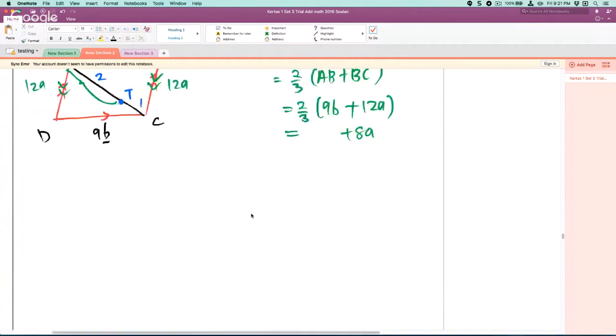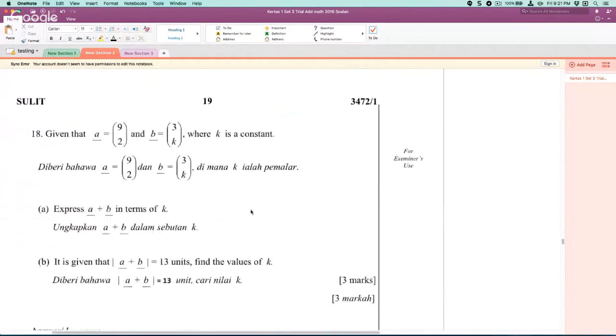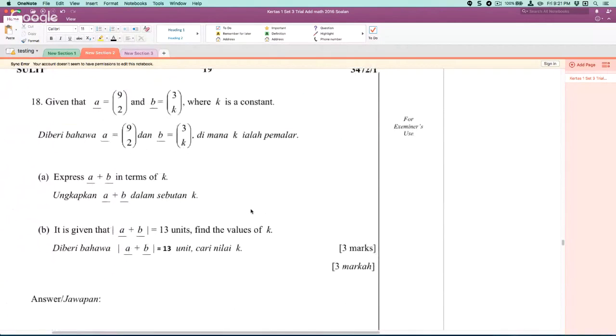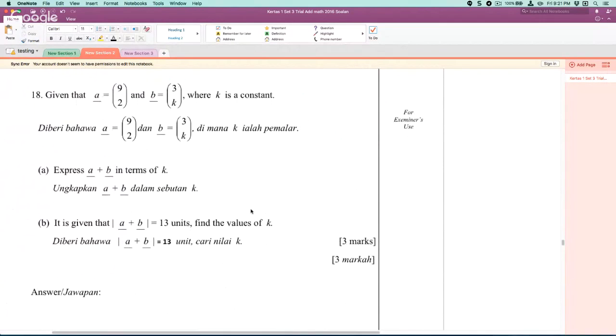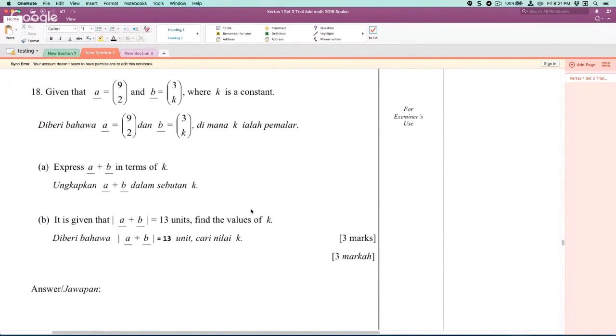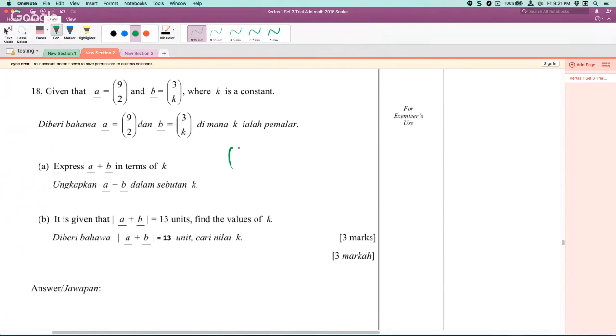Where are we? Okay, this one we did. Now we go to 18. Yeah, it's 6B. Okay, so for this one, A plus B, so it should be very easy. A is 9, 2 and B should be 3, k. So A plus B should be 12, 2 plus k.